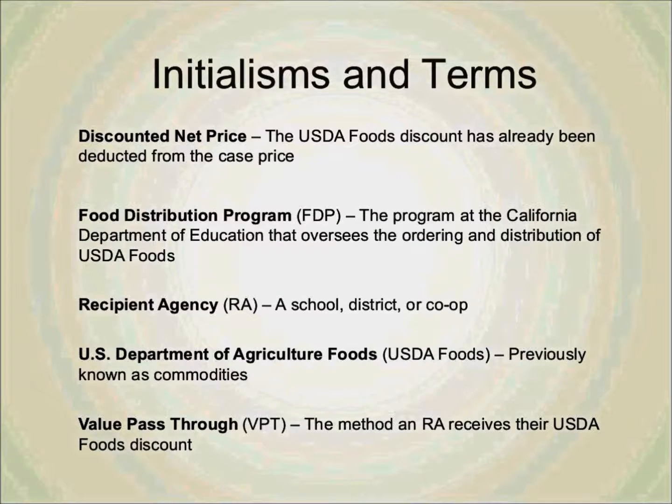Throughout this webinar, we will be using some commonly used initialisms and terms that I want to highlight. The discounted net price is the USDA Foods discount that has already been deducted from the case price. The Food Distribution Program, or FDP, is the program at the California Department of Education that oversees the ordering and the distribution of USDA foods. A recipient agency, or RA, refers to a school, district, or co-op. Just a reminder, commodities are now referred to as USDA Foods with a capital F. And value pass-through, or VPT, is the method through which an RA receives their USDA Foods discount.